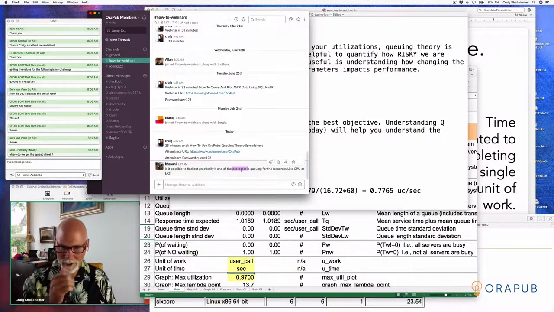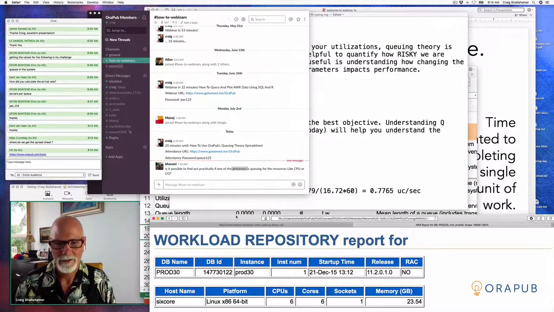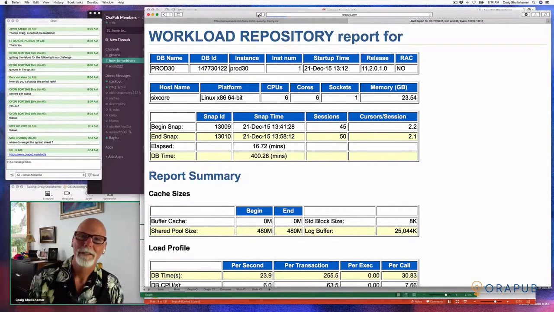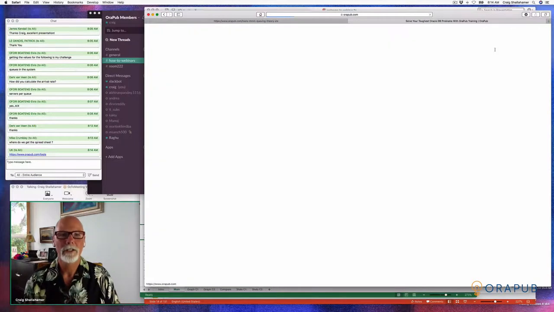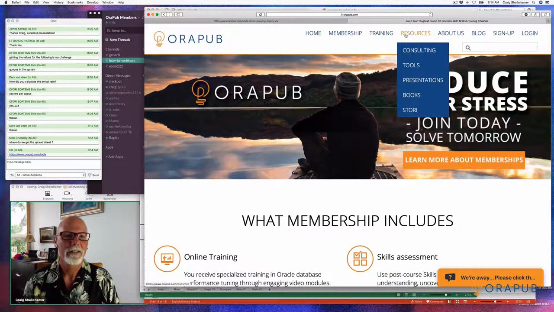Where do you get the spreadsheet? Mike, you came in late. All right, you go to this incredibly useful website called orapub.com, and you click on resources, and then go to tools.